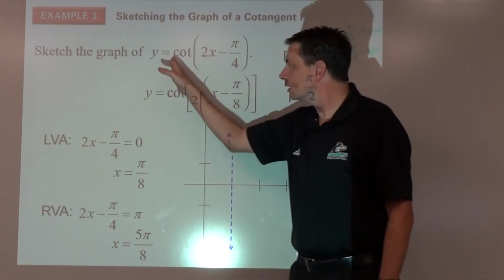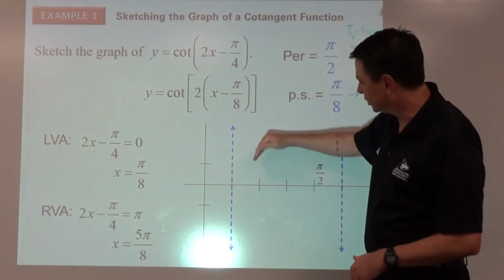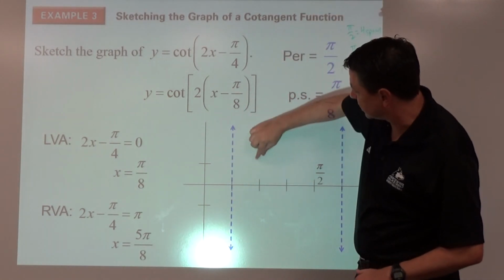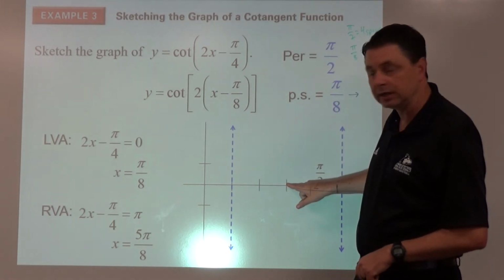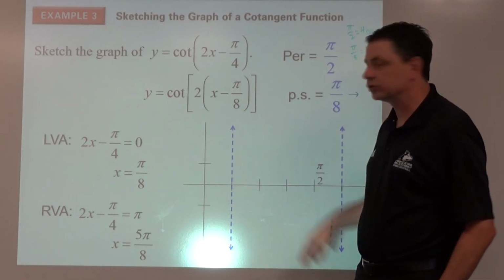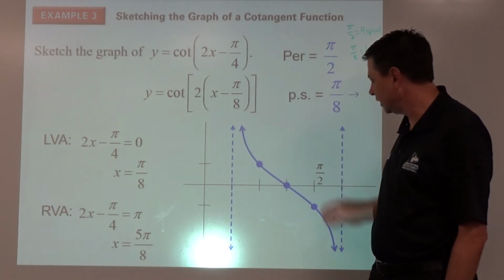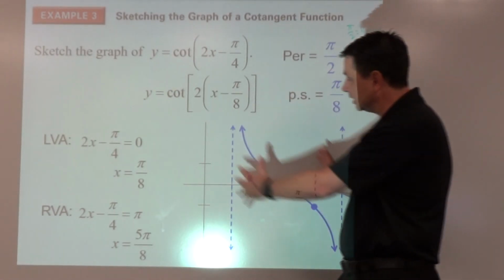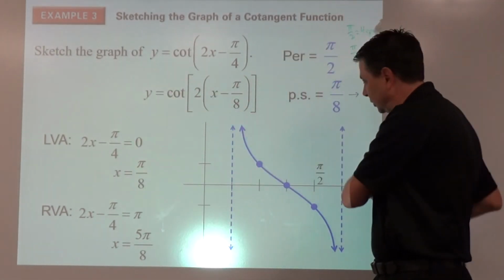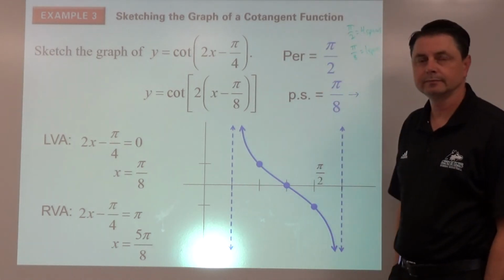And then our a value is 1, so no flip, no stretch, should be good. Cotangent is going to start here above at 1, and then halfway be on, and then below. Those are where the points go. And we are showing 1 full period. If you were required to show more, we just copy this, paste it to the left side, or paste it to the right side, and we can have multiple periods.